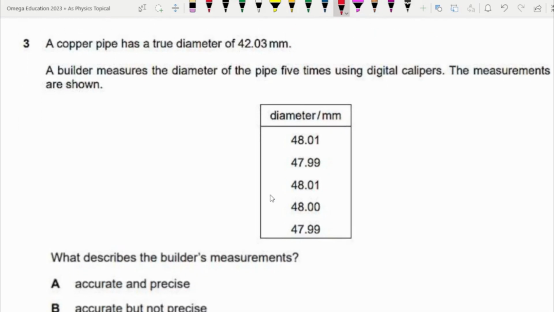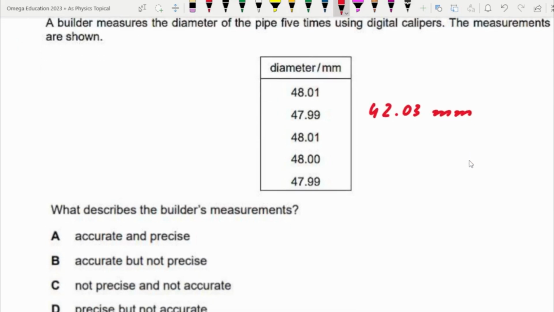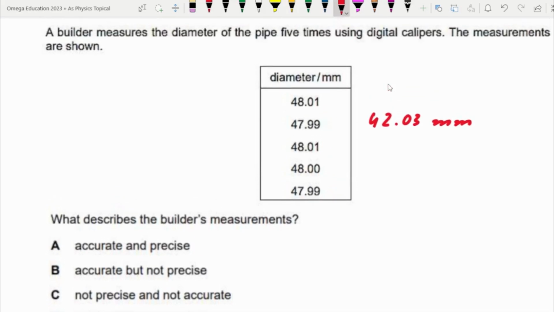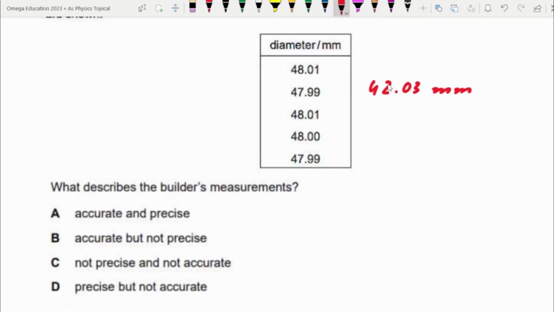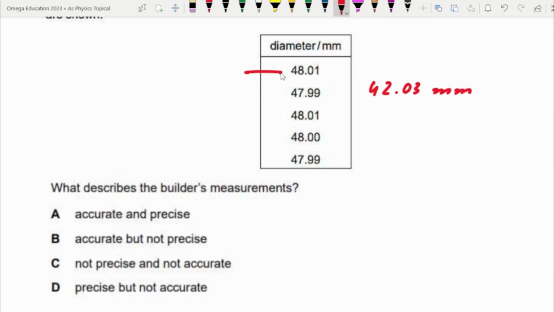So a copper wire has a true diameter of 42.03 millimeters. So we can write it over here. The true value is 42.03 millimeters. Okay, this is your true value. And what the builder measures, he takes 5 readings. His first reading is this one, second this one, third, fourth, and fifth. He has taken 5 readings and come up with these answers.